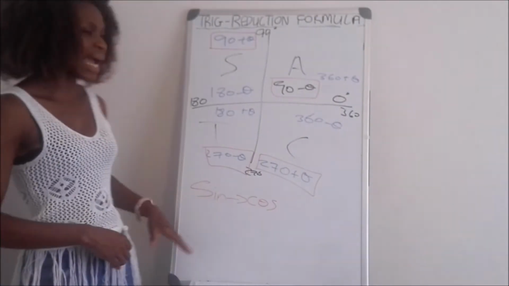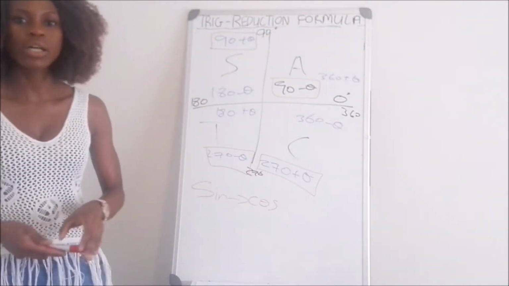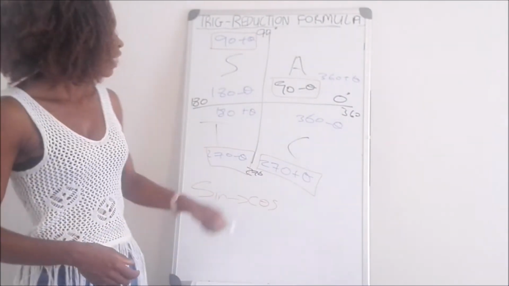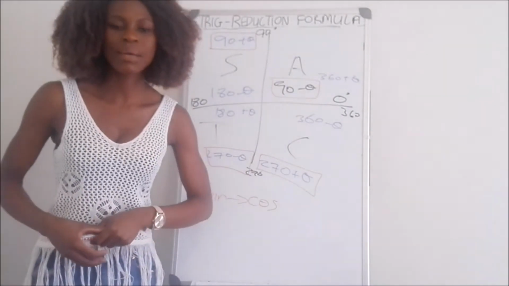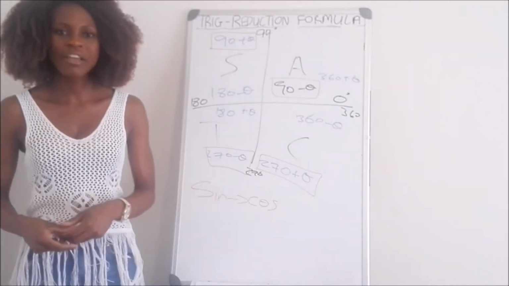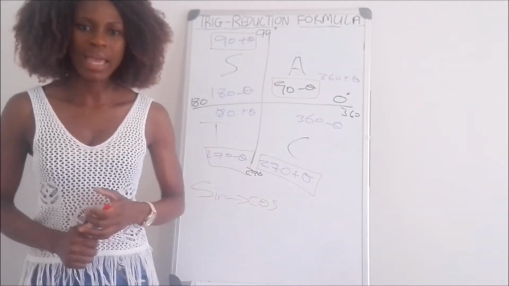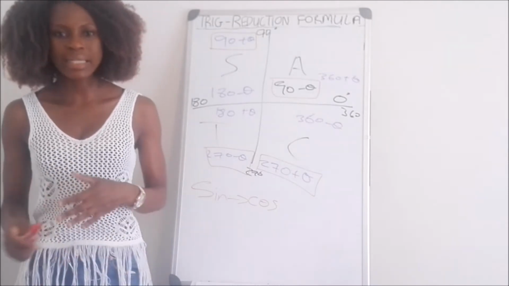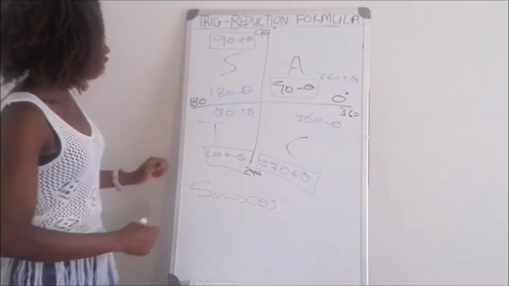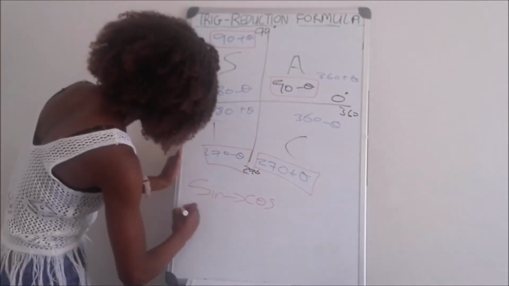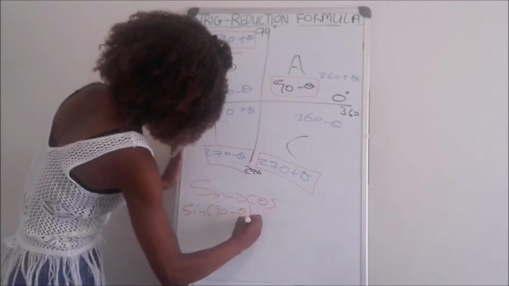Anytime we see sine of 90 plus any other angle, the answer will be cos of that angle. Like for example, if we're dealing with 270 plus or minus theta, if it's sine of 270, the answer will be cos of whatever angle. And if it's cos, then the answer will be sine. Then let's look at a cofunction of 90 plus or minus theta, starting with sine of 90 minus theta.